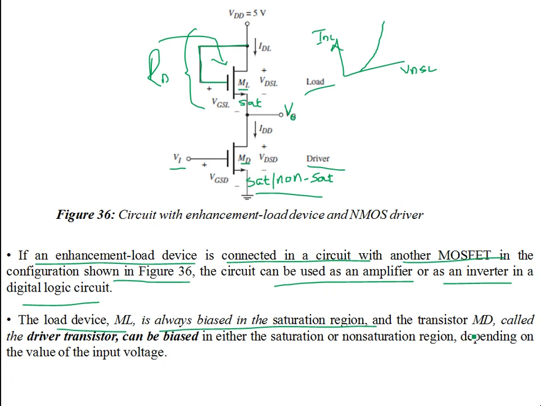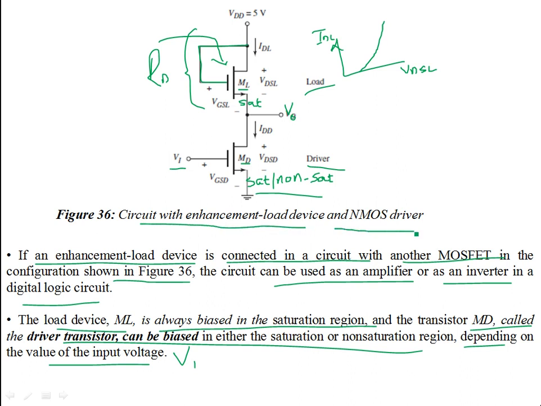So we are modeling this transistor as a load. The transistor MD, called the driver transistor, can be biased in either saturation or non-saturation, depending on the value of the input voltage V1. Let's talk about this more in the next video, where we can do a DC analysis of the circuit. This circuit shows the use of the enhancement load device with an NMOS driver.